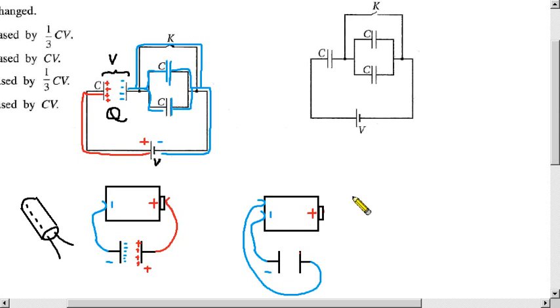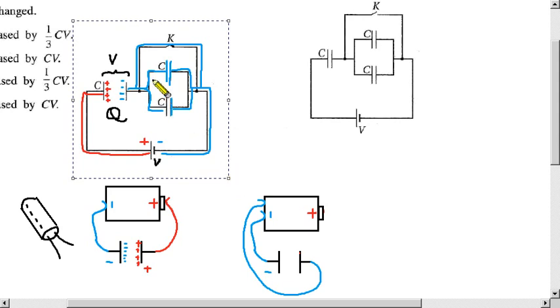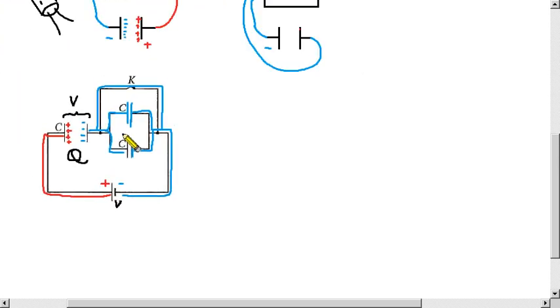After that, let us take a copy to here. After that, what they do is they open this switch. So what happens?